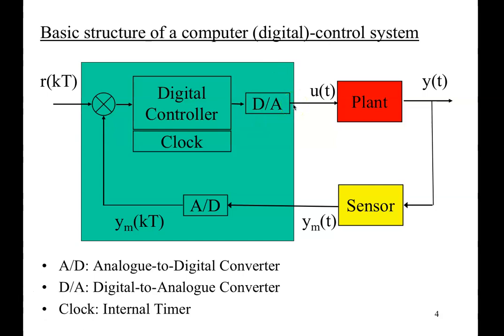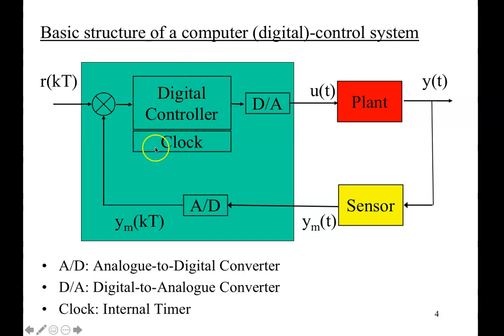Okay, A to D stands for analog to digital conversion. It's essential for converting measurements into zeros and ones. The DA converter stands for digital to analog converter. It converts zeros and ones into voltages or other continuous quantities that the plant will understand.